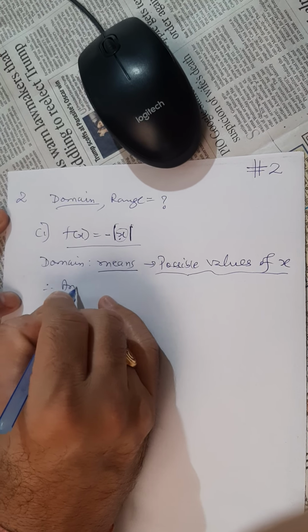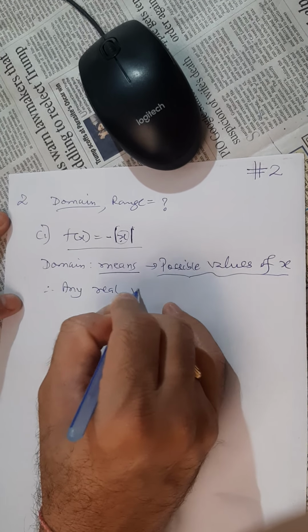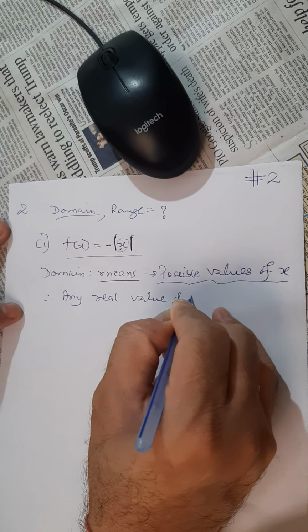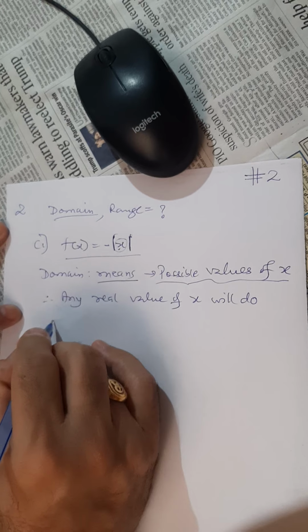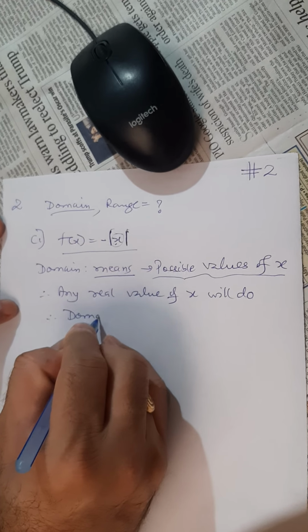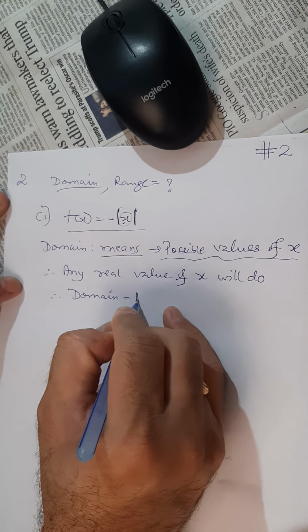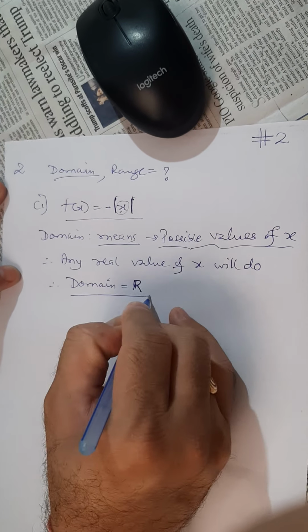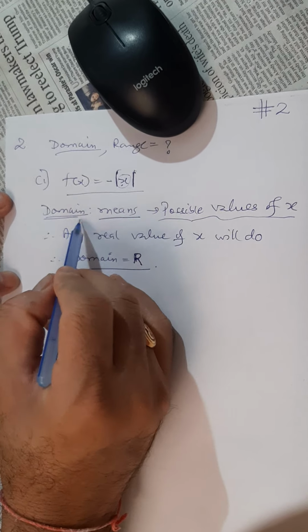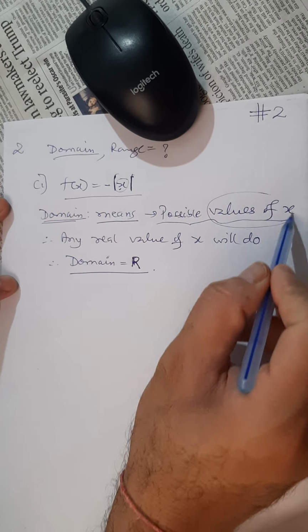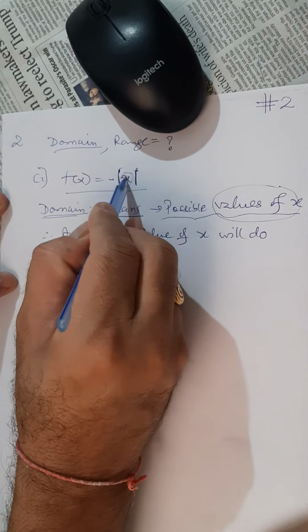Here you can take any real number as the value of x. So therefore you can say that the domain is all real numbers. Domain equals all real numbers R. Meaning of domain is you get possible values of x for which this function is defined. You know modulus is defined for any real number x. You already studied that. So that's the domain.